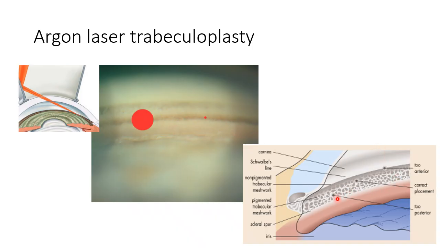So this is the ideal placement, that is between the non-pigmented, that is the anterior, and the posterior pigmented. So it has to be in the middle, right? Not too posterior, not too anterior. So this diagram is just to emphasize that.